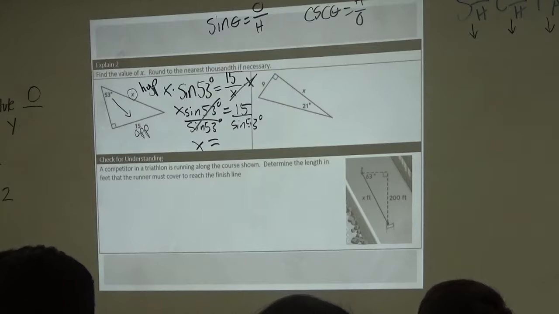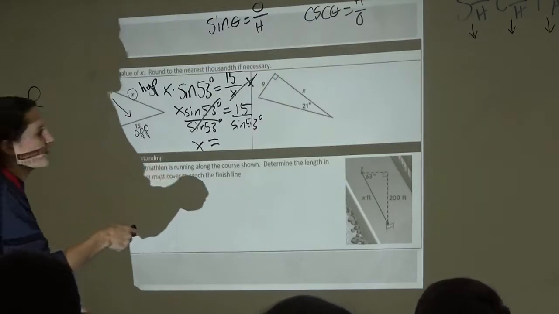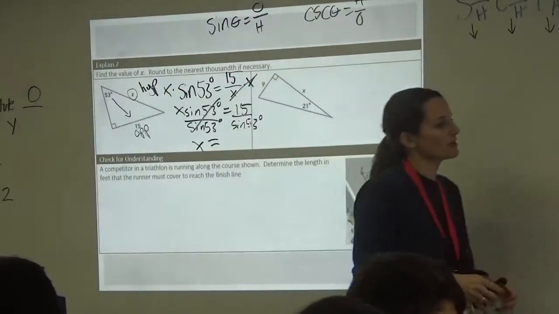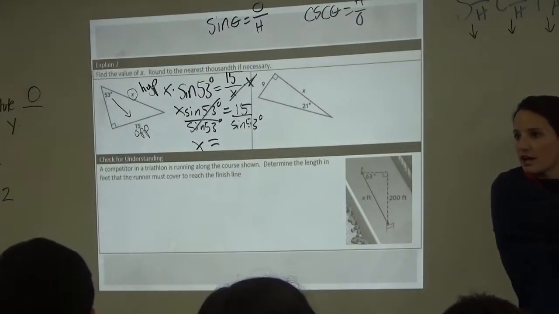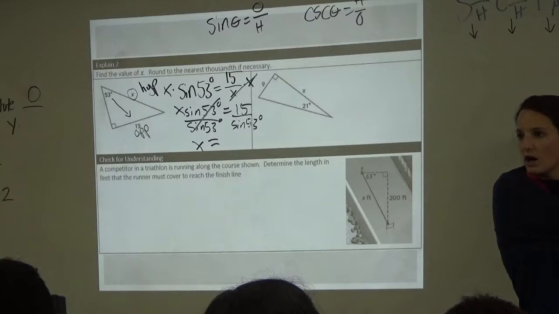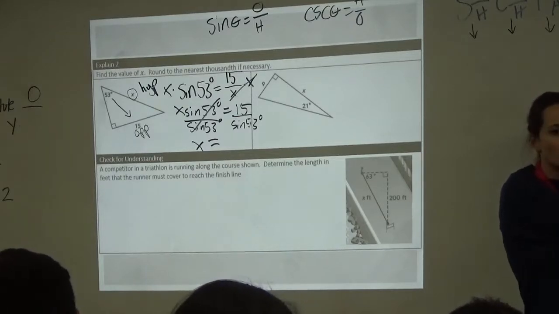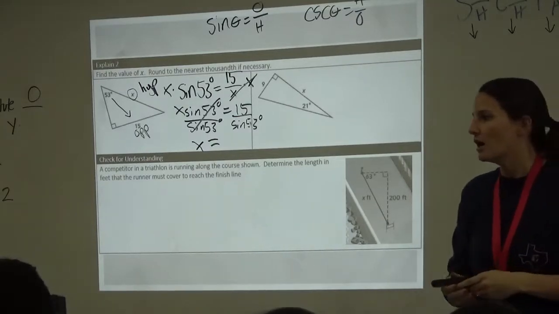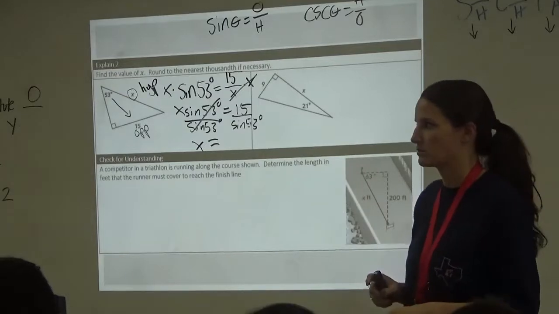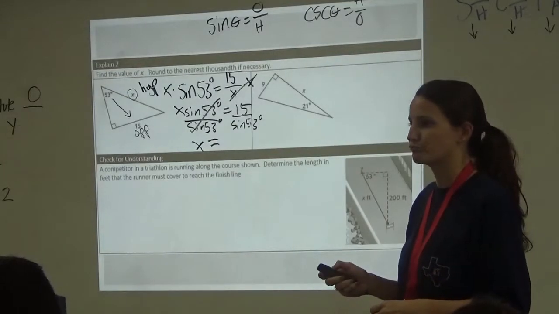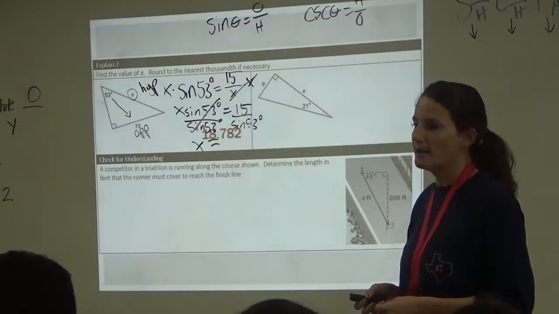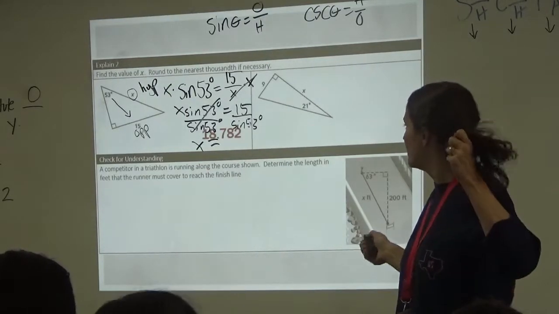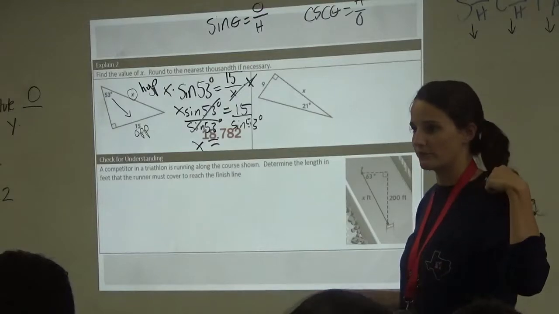Okay, pick your calculator up. Go ahead and type for me 15 divided by sine of 53. If you don't know where sine is, you gotta click this trig button right here and they all pop up. And you want 15 divided by sine of 53 degrees. 18.782. Okay, go ahead and try the next one, and then try the word problem if you have time.